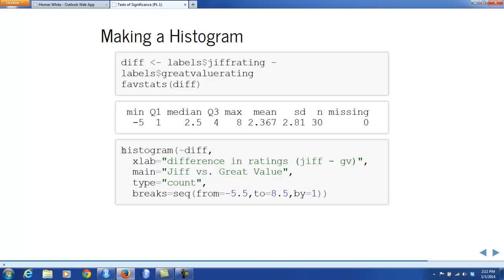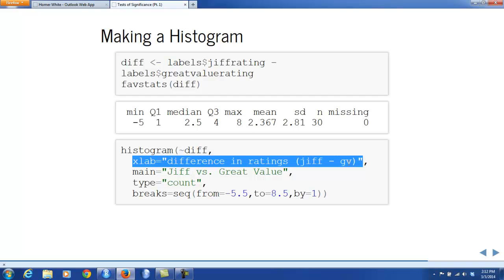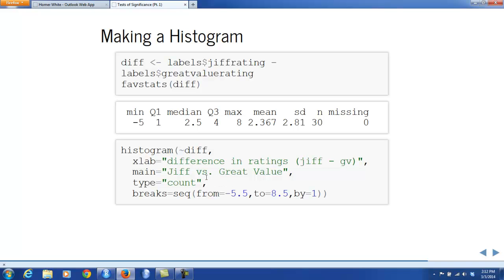So if we want to make, say, a histogram of the differences, then we have our formula, twiddle diff. We don't need to specify a data frame because diff is just present in the global environment since you created the variable up here. We give a nice label for the x-axis, a reasonably descriptive title, and why don't we just make the histogram give us counts rather than percents or a density histogram?